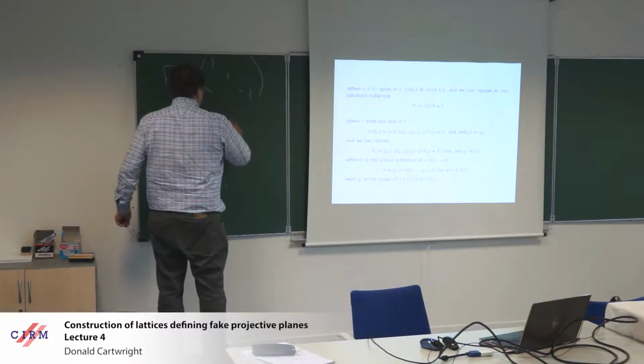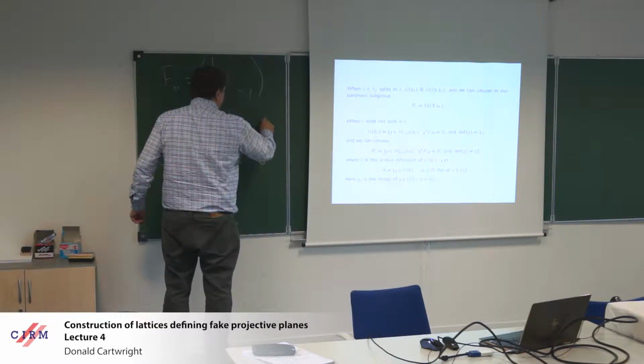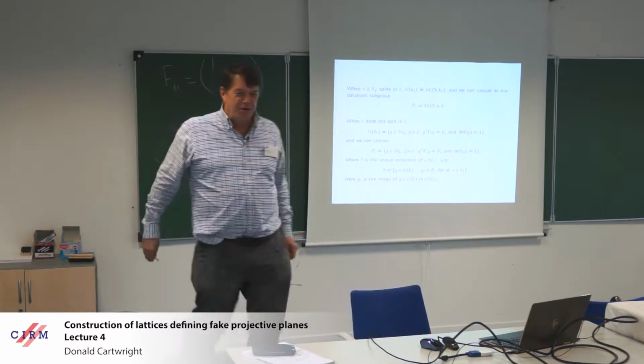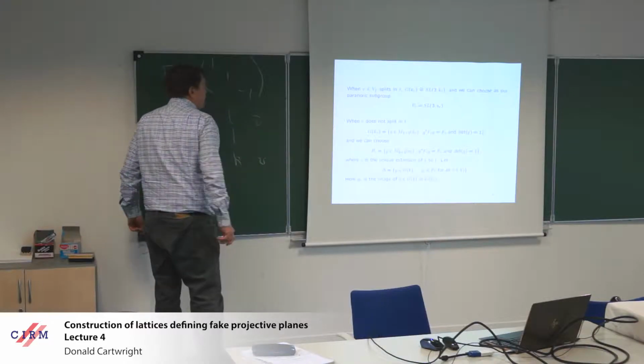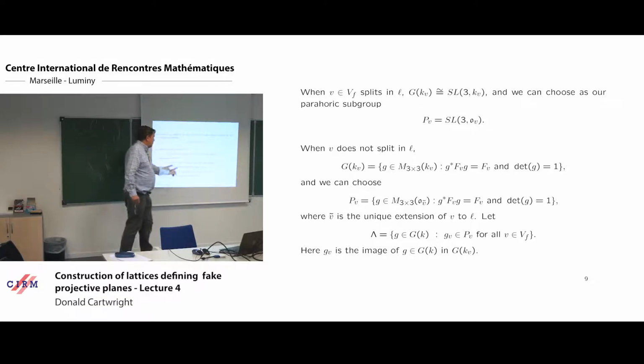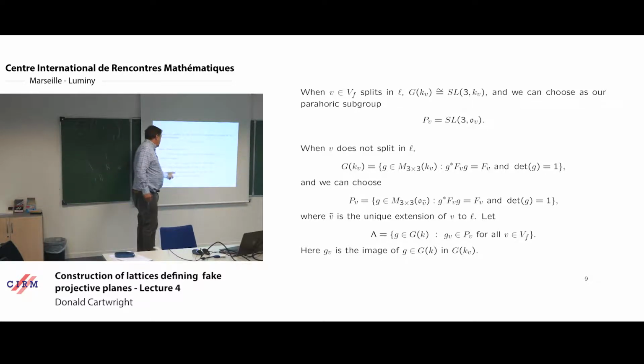So we've got a V here, and being a pedant, I give it a different name. Tim called it the same thing. It's got a unique extension. In the non-split case, there's a unique extension of V to L, which I call V tilde, and this is the valuation ring. Okay. So we make those choices, and we let lambda be the principal arithmetic subgroup where we use PV for these particular choices of PV.